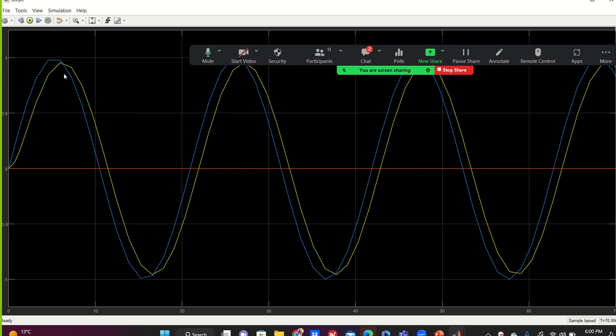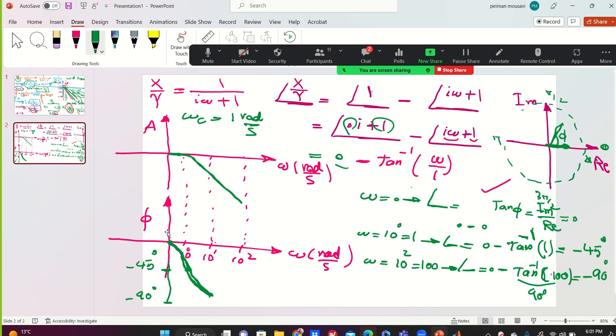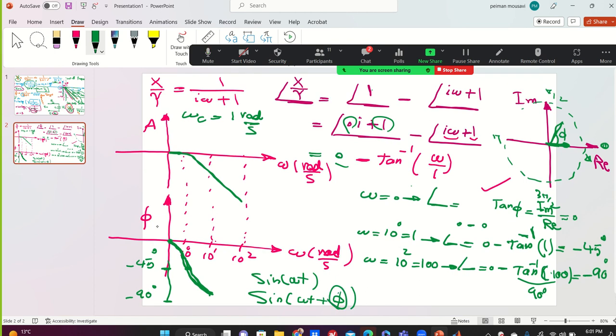But they have a slight what? You tell me. They have a slight what? Look here, guys. Phase angle. Phase angle means this in mathematics. When you write in trigonometry sine omega t and sine omega t plus phi, this phi means phase angle. Right. So you see that for 0.5, you have almost minus 20 degrees.